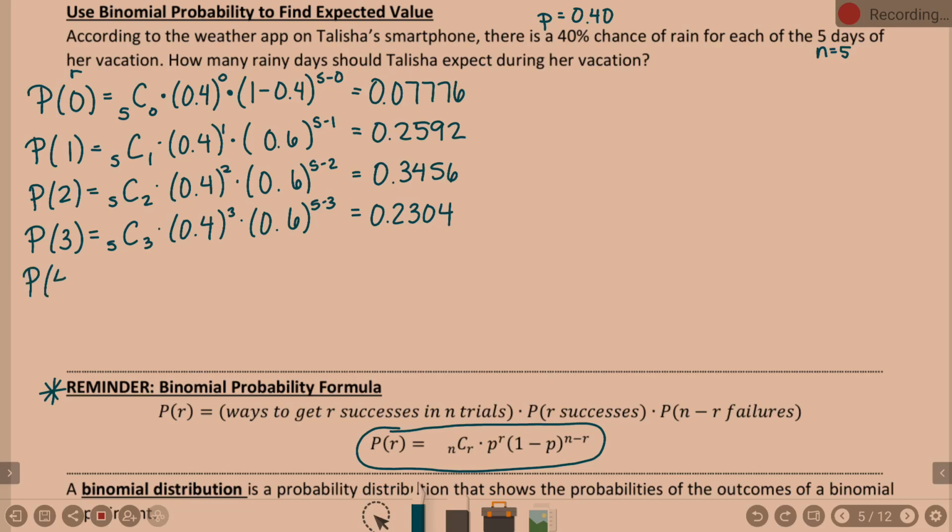Probability of 4 days. 5C4. 0.4 to the fourth. The 1 minus 0.4, the 0.6 to the 5 minus 4, which is just 1. 0.0768, yes.